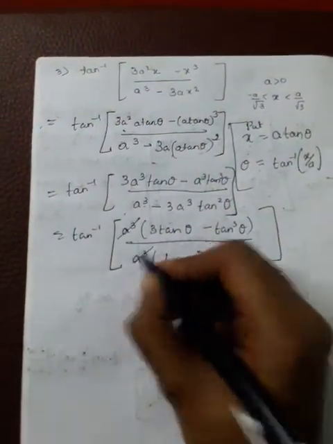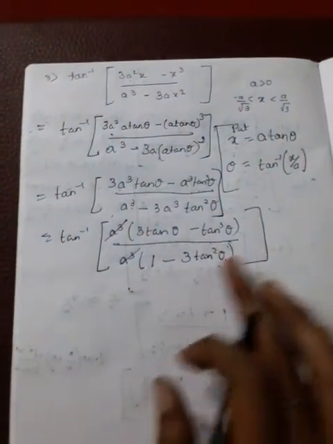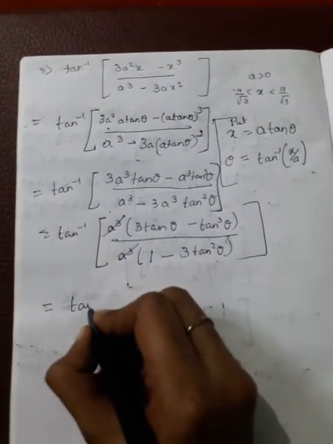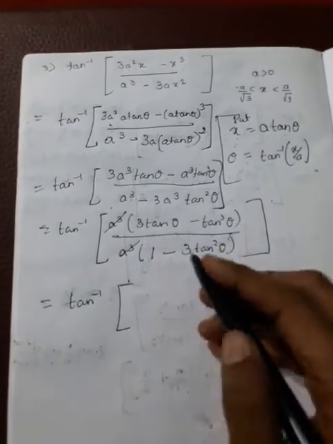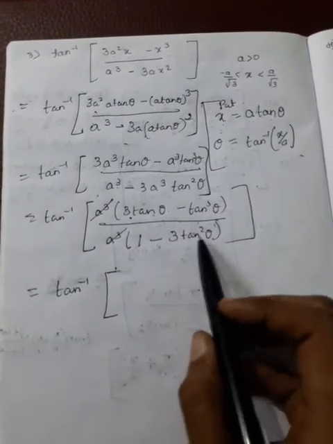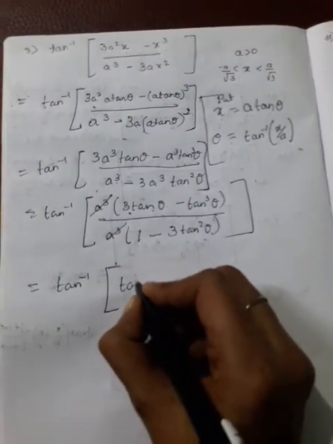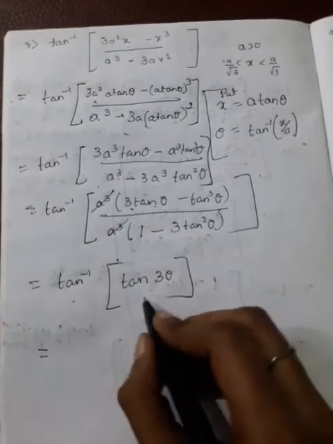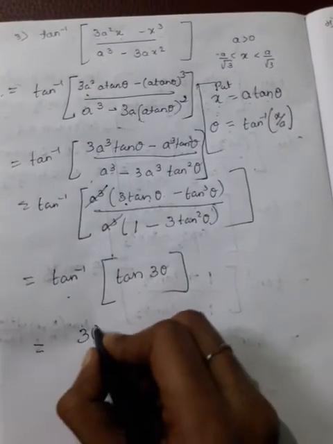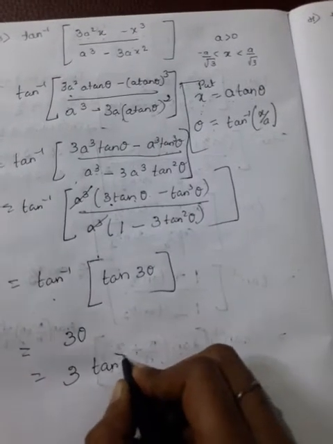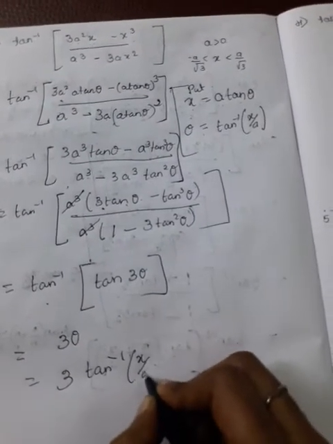A cube gets cancelled. You know this is the formula of tan 3 theta, correct? Tan 3 theta is equal to 3 tan theta minus tan cube theta divided by 1 minus 3 tan square theta. This is equal to tan inverse of tan 3 theta, which is equal to 3 theta. 3 times what is our theta? Tan inverse of x by a.